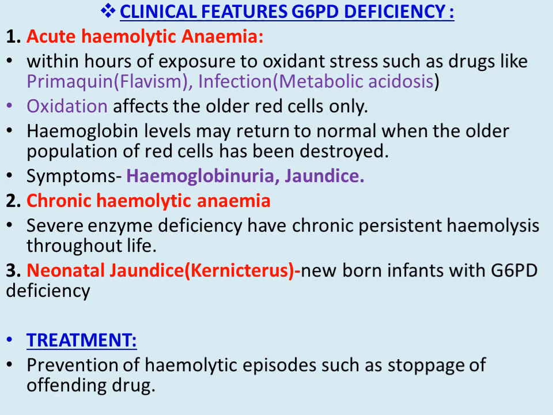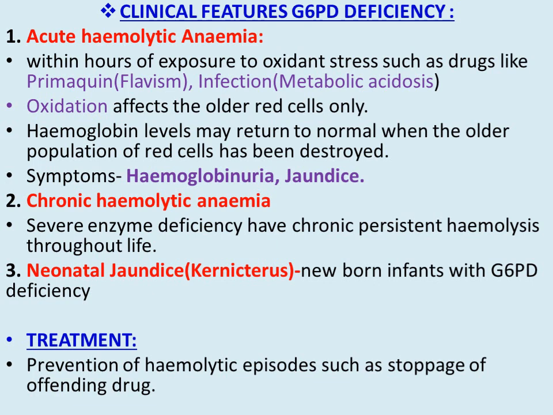Then second, chronic hemolytic anemia: severe enzyme deficiency causes chronic persistent hemolysis throughout life. So persistent hemolysis will be seen throughout life. Next, number 3, neonatal jaundice, kernicterus, in newborn infants with G6PD deficiency.